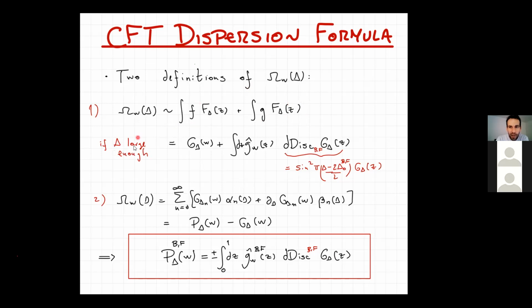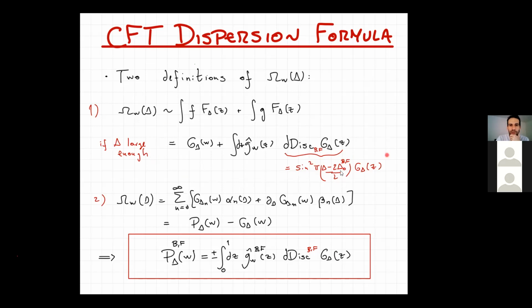If delta is large enough, and I will say what this means later, then you can deform the contour and arrive at a different representation that looks like this. There's a piece coming from the delta function in G, and then there's a piece which is sine squared of something times the conformal block. Here I wrote this sine squared times the conformal block as the double discontinuity of the conformal block. I will explain what this means in a bit. There are two double discontinuities, the bosonic and the fermionic, and so you get the sine squared for the boson or the fermion with the double zeros at the right places.